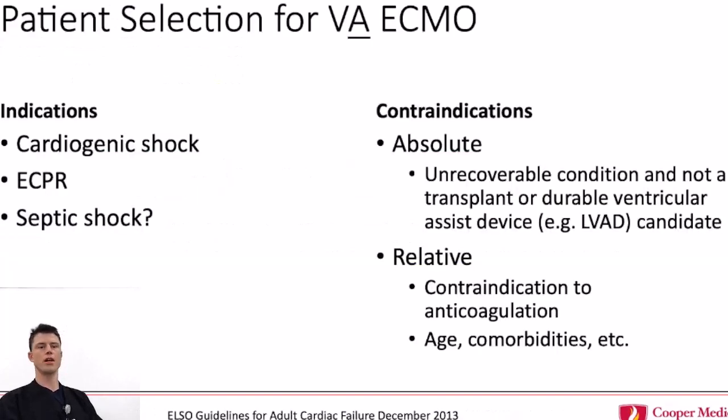So what about for VA ECMO? A couple of indications. One is cardiogenic shock. That's probably the most common thing we think about for patients that we put on. And that can be in the post-cardiac surgery patient or a patient who comes in de novo with cardiogenic shock from an MI, STEMI, from myocarditis, maybe a viral process that their heart's not functioning well.